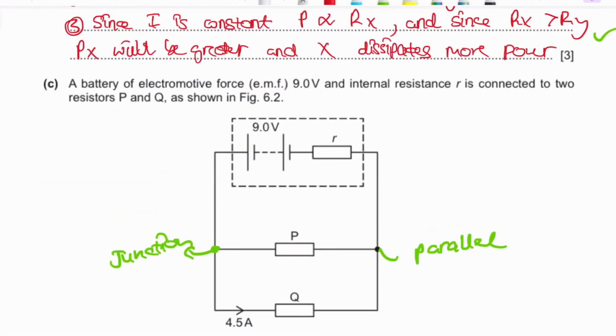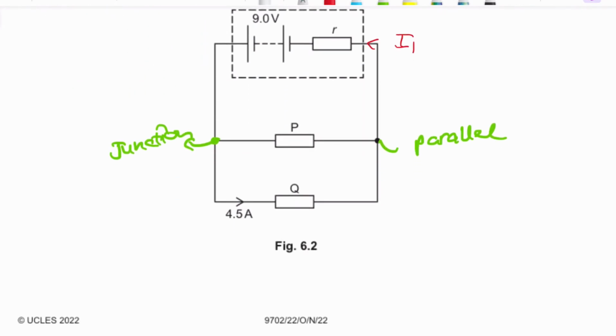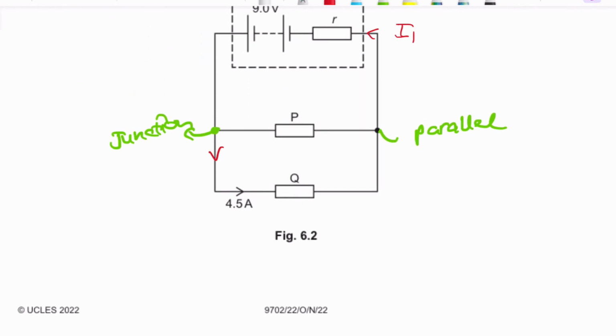So let's look at this, right? The internal resistance R is going to get a certain current I. But get this, since this is a junction, current is going to branch like that.